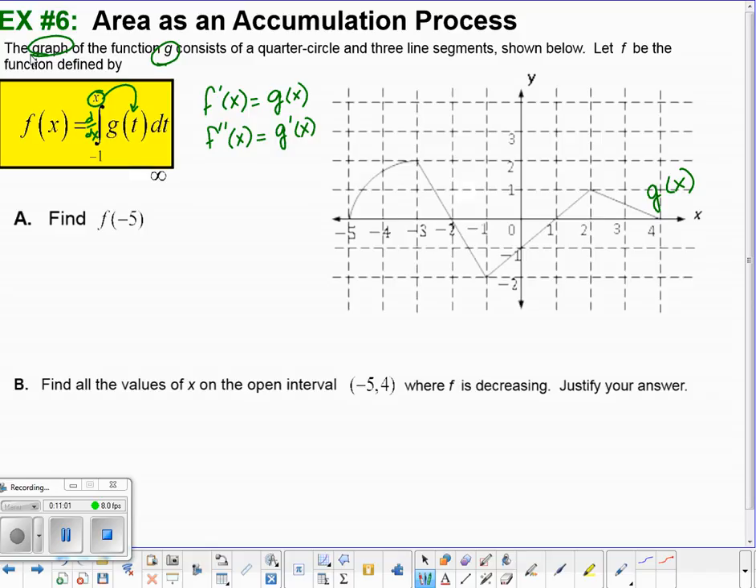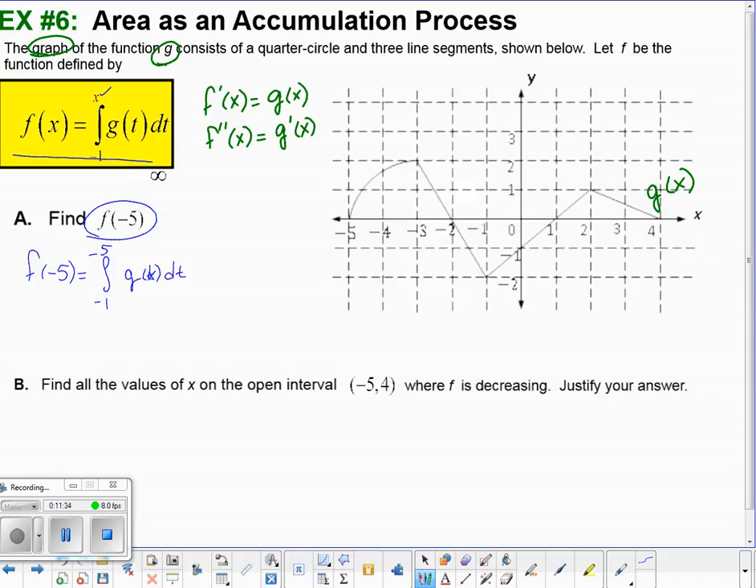Okay, the very first question just asks us to find f of -5. So I'm going to have f of x. Well, let's go f of -5 actually. F of -5 is equal to, here's my rule, isn't it? So I need to take this stuff off. And it's going to say we're traveling from -1 to -5, because that was where x was, of g of x dx. G of t dt, I guess.